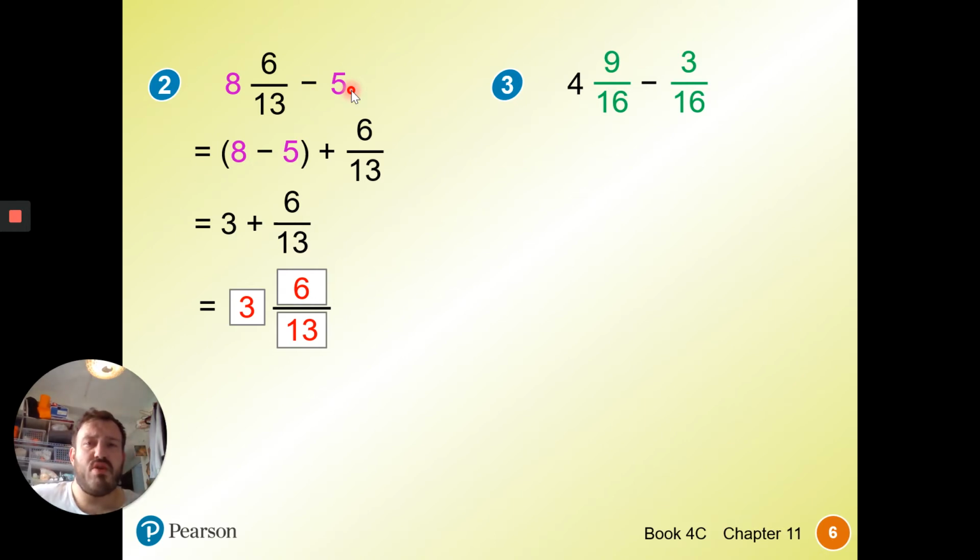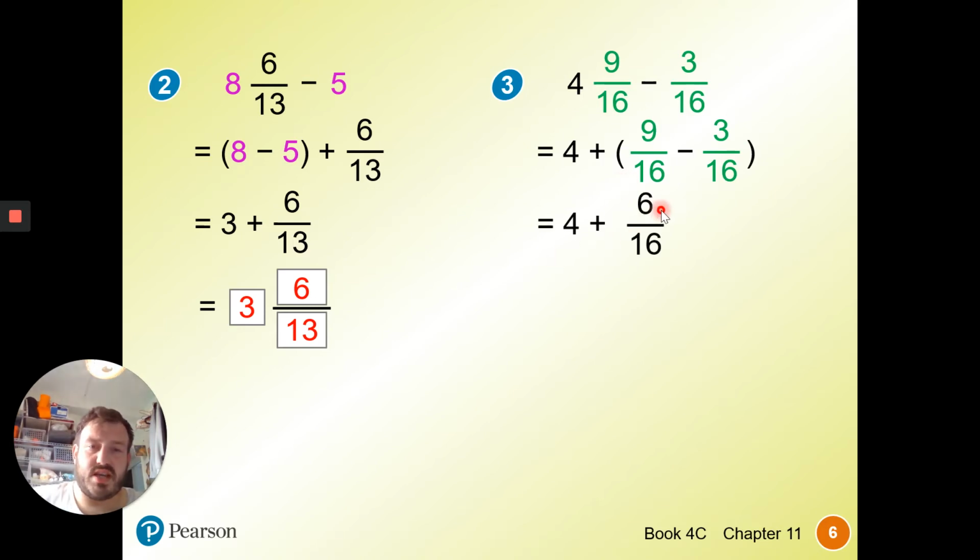For number 3, we've got 4 9/16 minus 3 6/16. So we can't minus any whole numbers, so we minus the fractions first. If this fraction were bigger than this one, then we could steal from our mixed number, but it's not. So we're just doing 9/16 minus 6/16. We can reduce it to its simplest form, which is then 3/8.